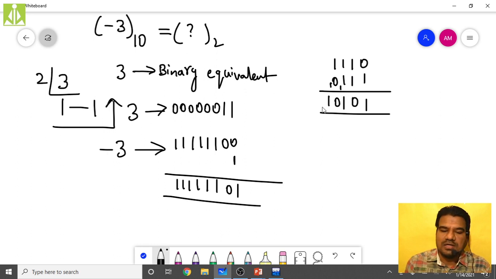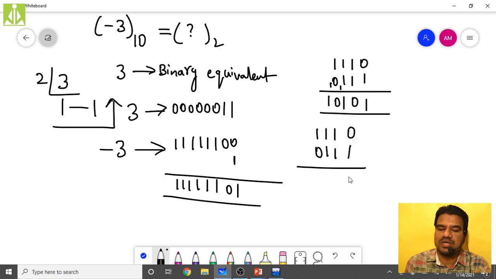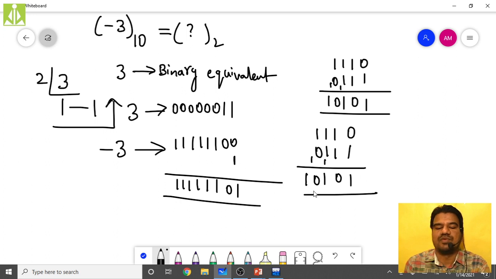Once again, the same thing I'm writing: 1 1 1 0 and 0 1 1 1. When you are adding 1 0 or 0 1, it is 1 only. 1 1 gives carry 1, actual value 0. When you have three ones, you will get actual value 1 and carry 1. And finally you have 1 1, so it will be 1 0, like this. Like this you have to do the binary addition. In this way we perform binary addition.